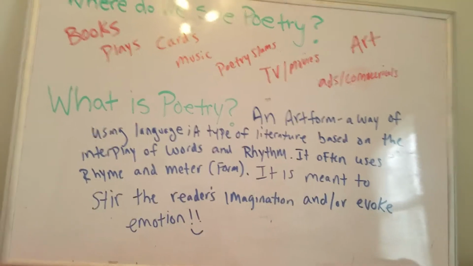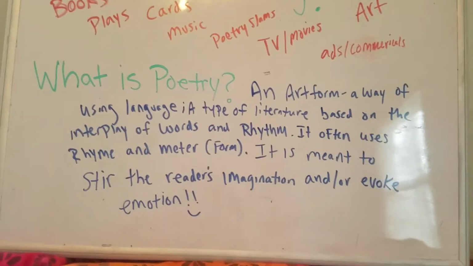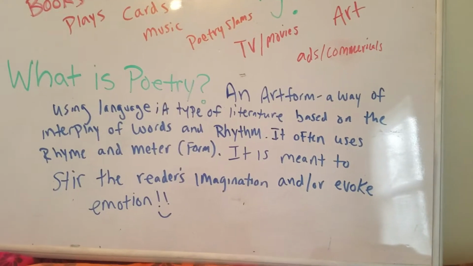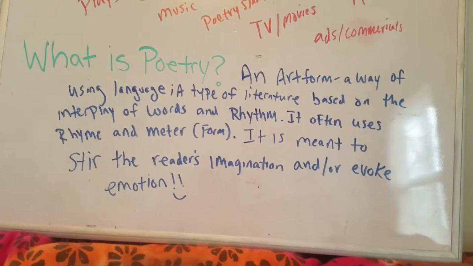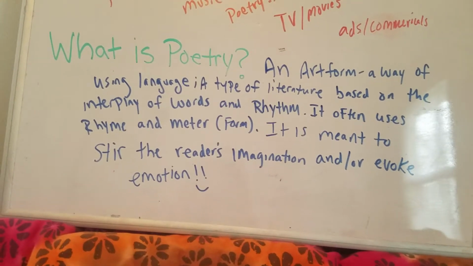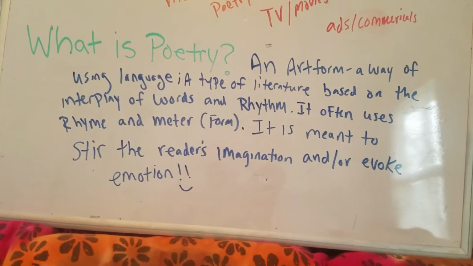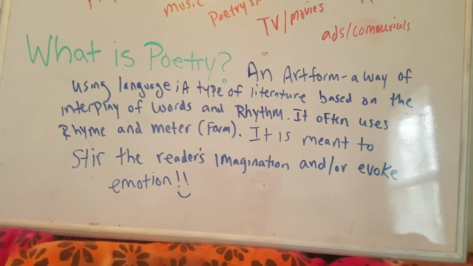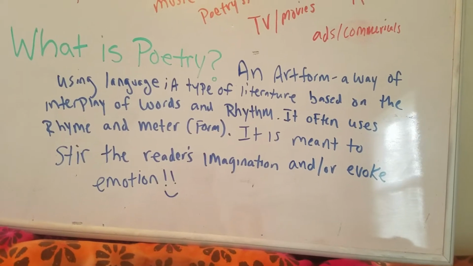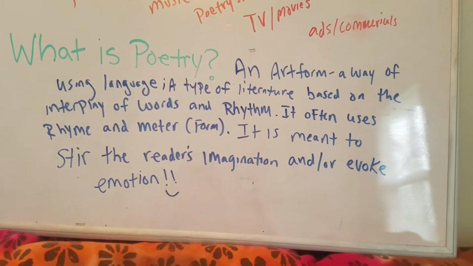And then what is our definition of poetry? It's kind of a hard thing to define. It's like, I know it when I see it, right? So I merged together some previous conversations and ideas. Poetry is an art form, a way of using language. It's a type of literature based on interplay of words and rhythm. It often uses rhyme and meter, like the form that it takes on. And it's meant to stir a reader's imagination and evoke emotion, so that really descriptive language, metaphorical, or just the imagery that it creates.